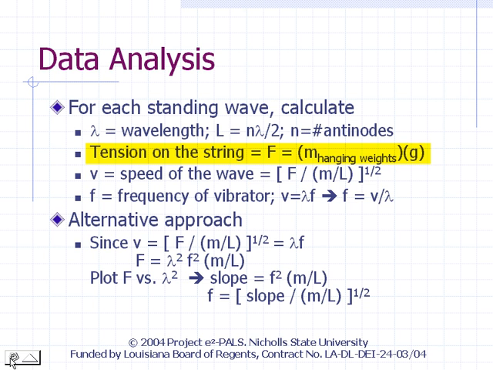The tension on the string, F, is equal to the force of gravity on the hanging weights. Simply multiply the total mass hung from the string, including the hanger, by g, which is the acceleration due to gravity. The speed of the wave is equal to the square root of the ratio of the tension to the linear density. Finally, we can calculate the frequency of the vibrator. Recall that the speed is equal to lambda times f. Therefore, f is equal to v over lambda.